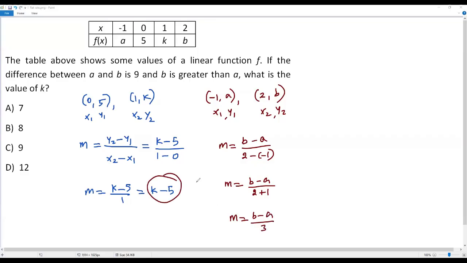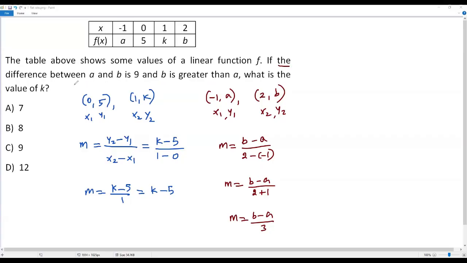So this k minus 5 represents the slope of the linear function f, and this b minus a over 3 also represents the slope of the same linear function f. Since both of them represent the slope of the same linear function f, we can equate them and solve for k. But if I equate both of them, I'll still have the unknown constants b and a. I must know the values of b and a.